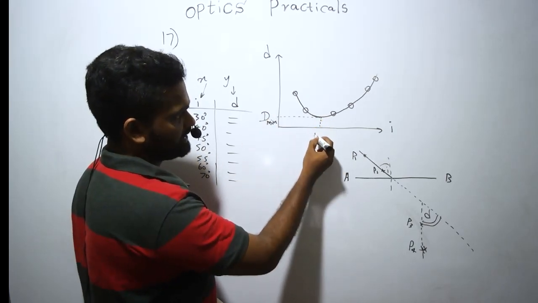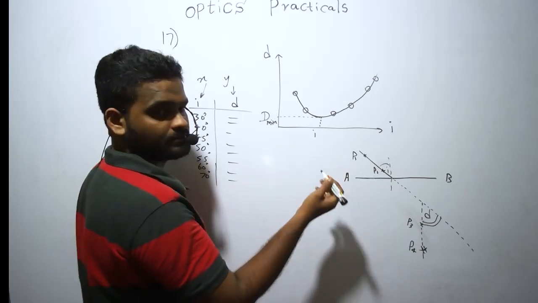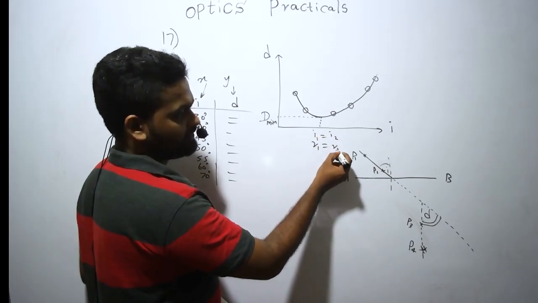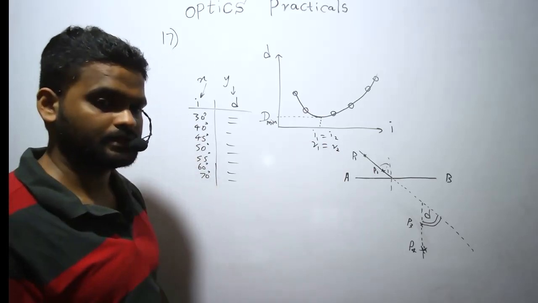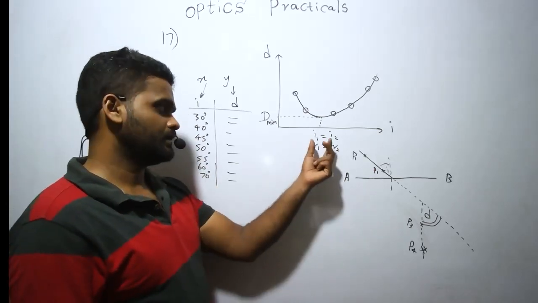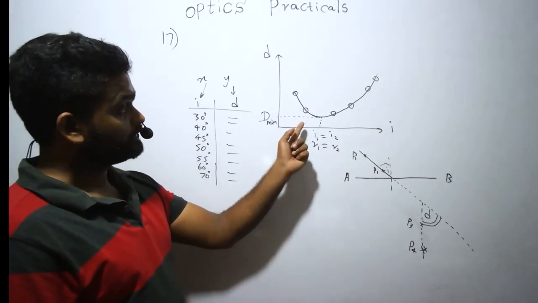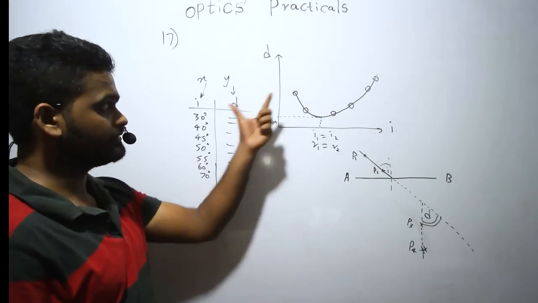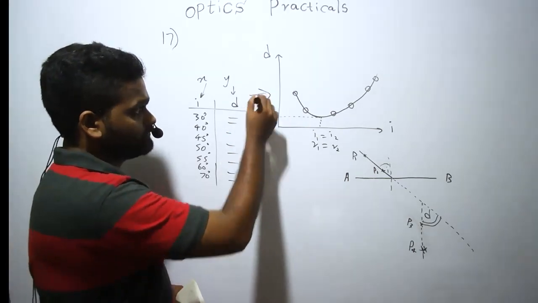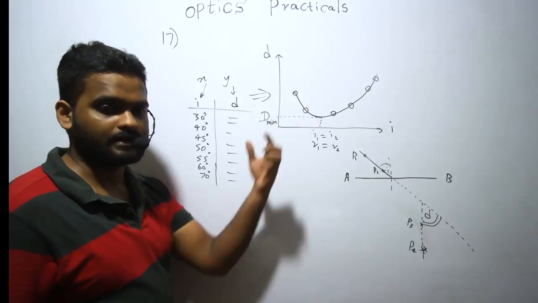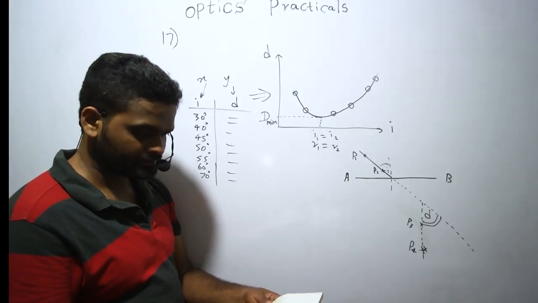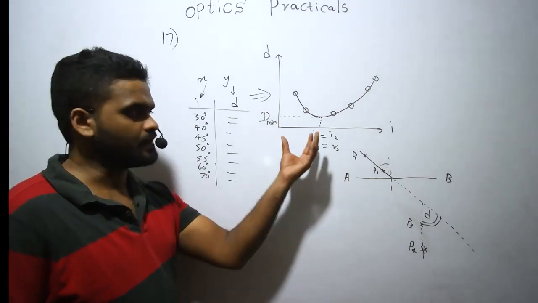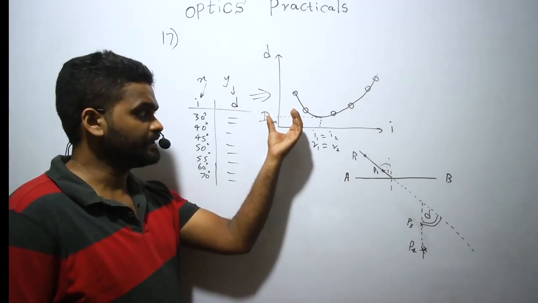So at the minimum angle, you know that for a prism, I1 and I2 are equal and R1 and R2 are also equal. In theory, you have learned that, right? Take down this one and draw the graph. So that is how we find the minimum angle. Okay, so this is how we find the D min, right?